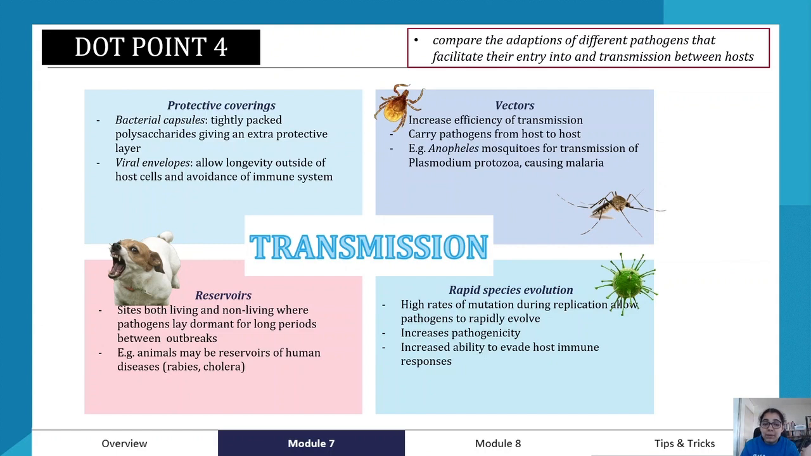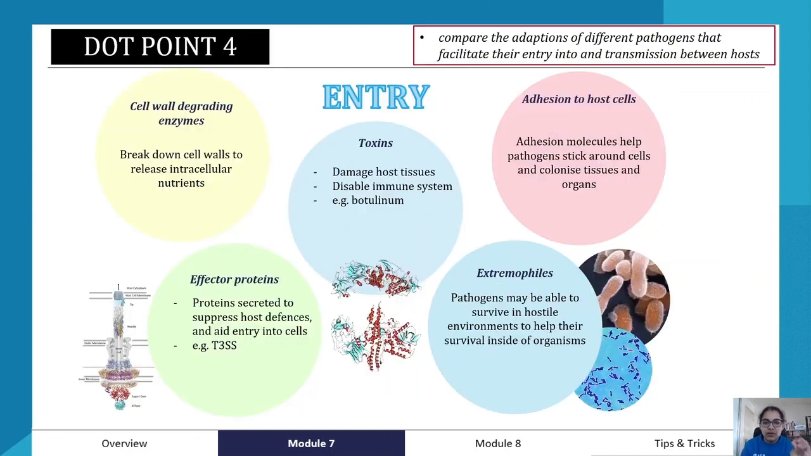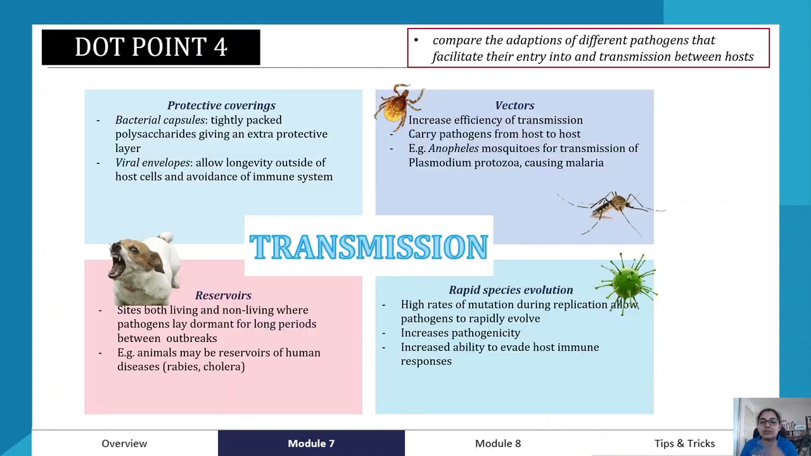Now, when we compare the transmission, we also need to think about essentially how is it happening. We know the internal biochemical formula of what the different parts of these pathogens are actually doing to enter the cells, but how do they actually transmit from one to the other? So, protective coverings. Bacterial capsules are tightly packed polysaccharides, and they give the bacteria an extra protective layer. And we also have viral envelopes, and they allow longevity outside of the host cell and also help with the avoidance of the immune system.